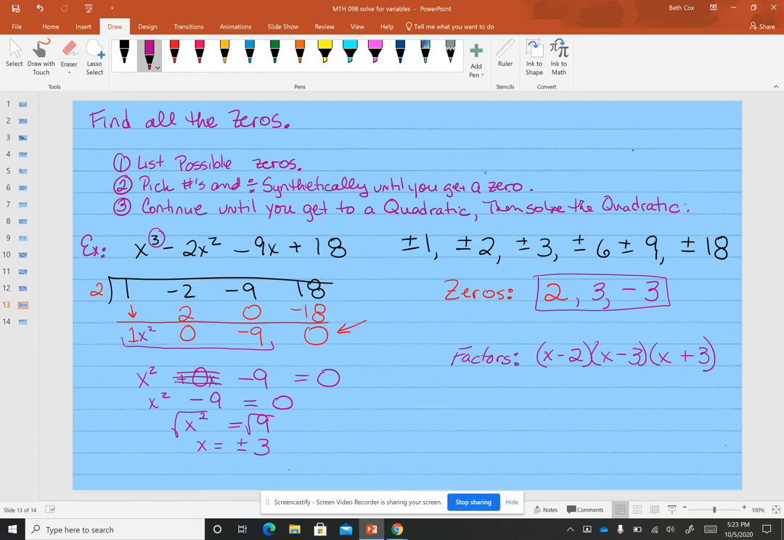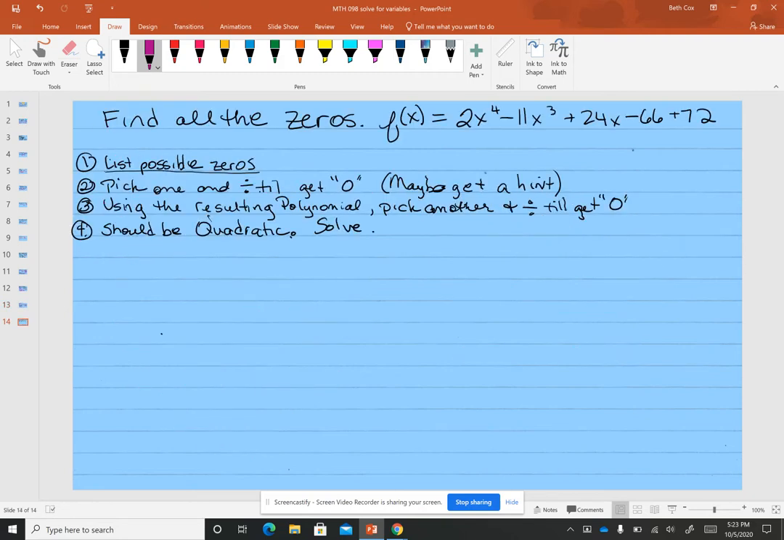All right? This one is a 4th degree. Okay? This one's much harder. It is a 4th degree. And we're still going to do the steps, but we've got a lot more work to do. So the first thing we're going to do is list all the possible zeros. Now, if you recall, we do the factors of the last number, which is 72, over factors of 2. And we make all the possible fractions for this. This may take a while.